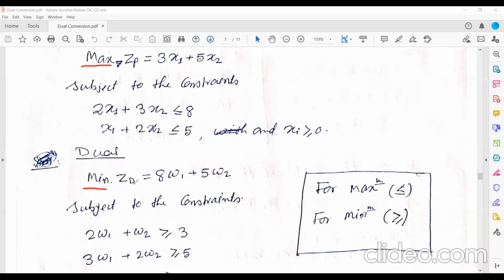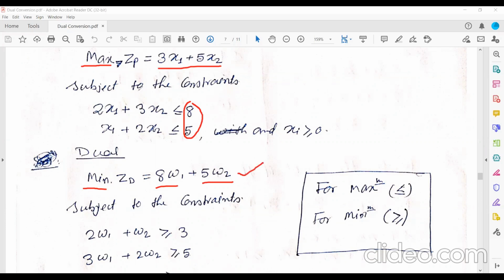Z suffix D, that means the dual objective function, is equal to what? How will we write the objective function here? This one I already told you: 8W1 plus 5W2. Okay, the objective function is over.